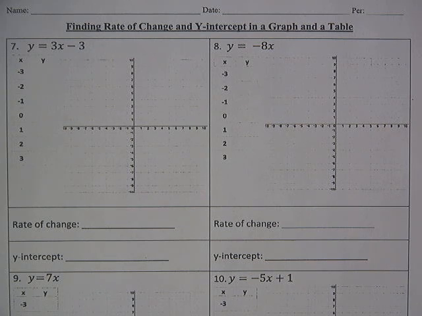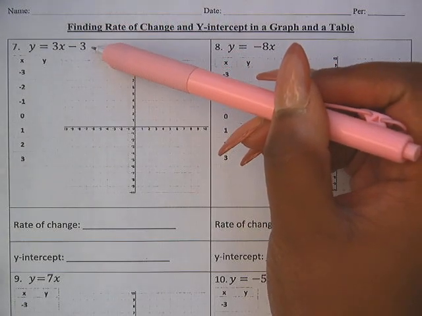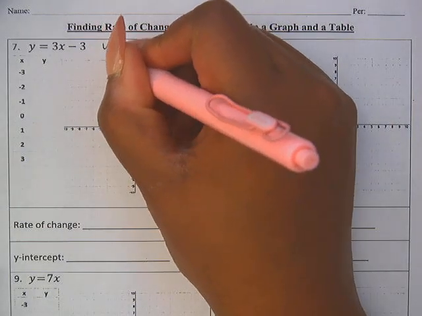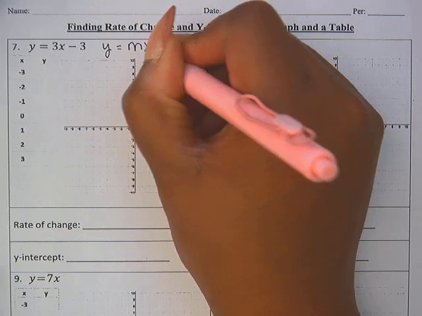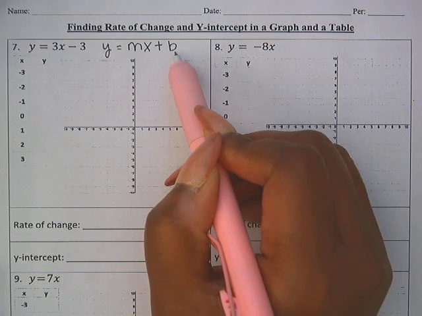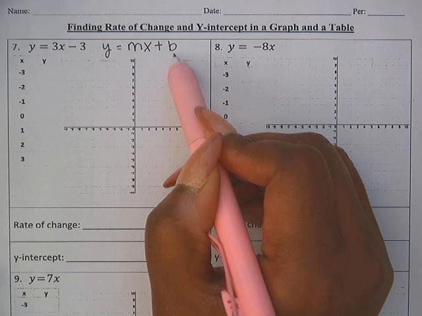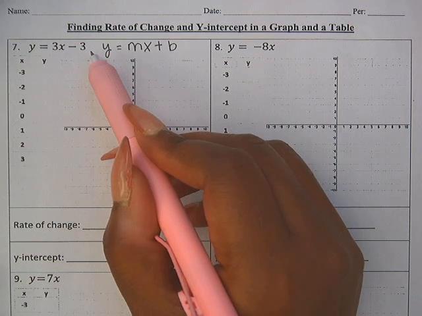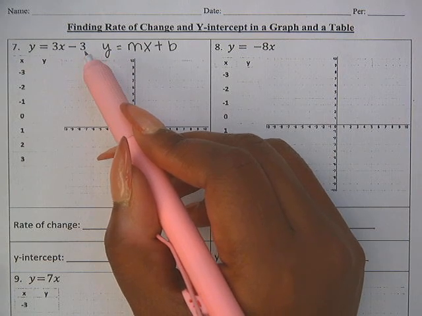Hey y'all, so today's video I'm going to show you how to find rate of change and y-intercept in a graph and in a table. So as you see here, we are given a linear equation. It is in slope-intercept form. That is the standard y equals mx plus b, where m represents slope and b represents the y-intercept. So a lot of scholars will see that this is the easiest form to graph from because all the information is given and there's no calculations needed to solve it.